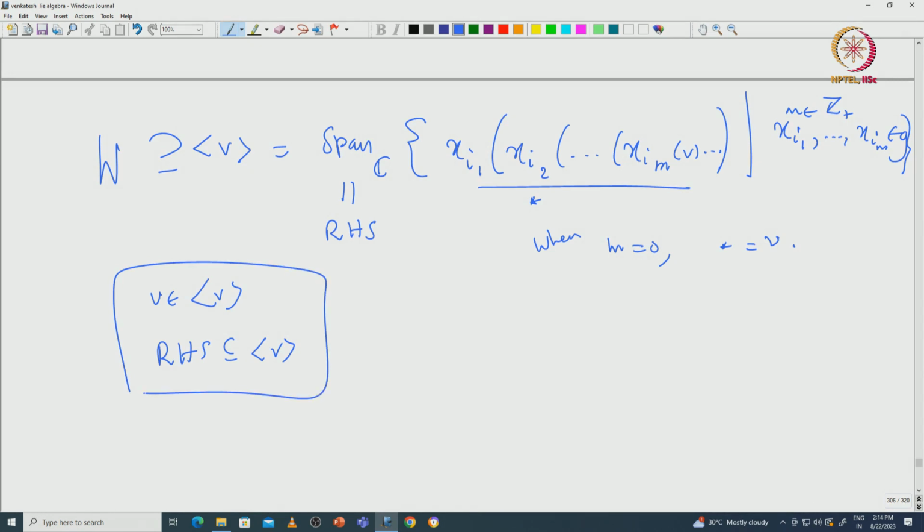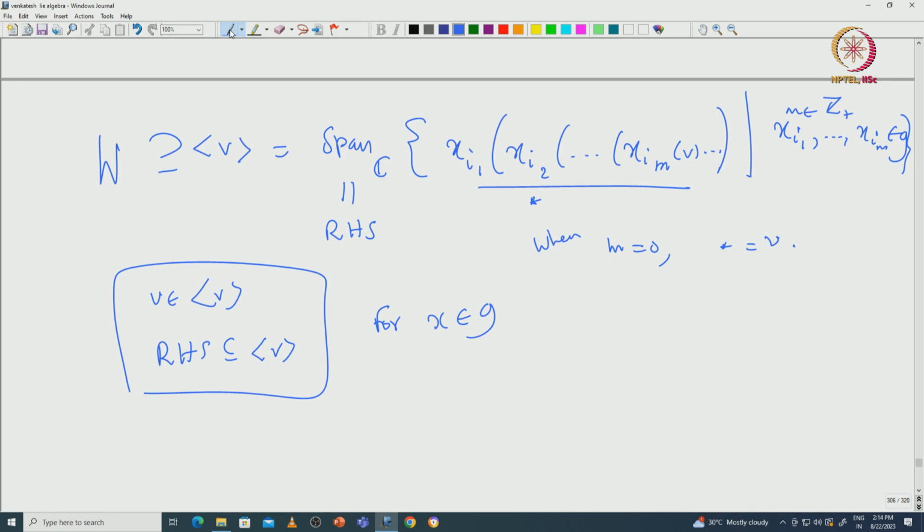For the other side, you need to verify that what is on the right hand side is actually a G sub-representation. But if I take any x in G and then if I take any W in this right hand side, sorry.